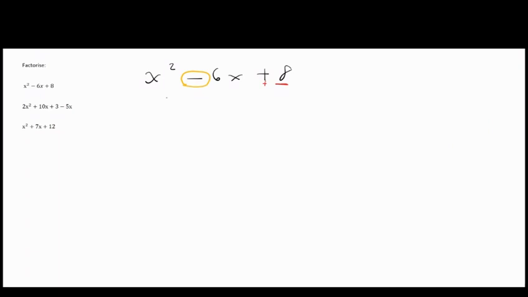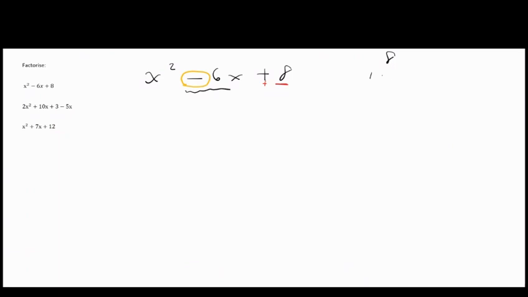Now, when we factorize, we look at this last term and we ask ourselves, what are the factors of 8 that when we add together, they can give us this middle term, right? That is very important. And that's the one thing that I want you to take out of this video. So we look at 8, right?